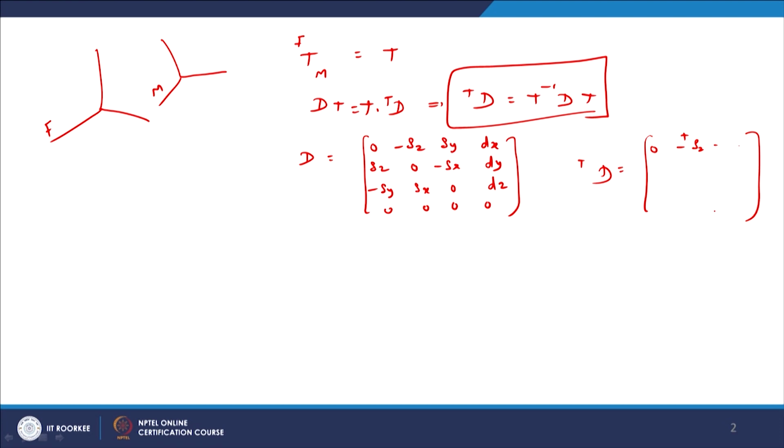So the two relations are given by this, and then we have seen the formula relating the D superscript T and D. That formula was derived in the last lecture. Now, using this, we will see the definition of manipulator Jacobian, derived here in the context of robot manipulators.